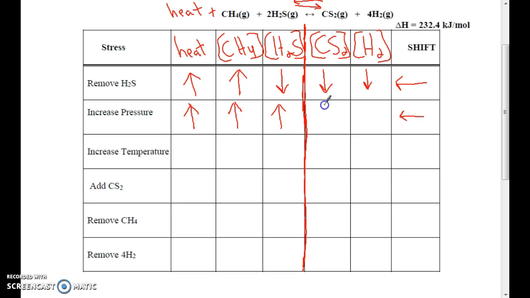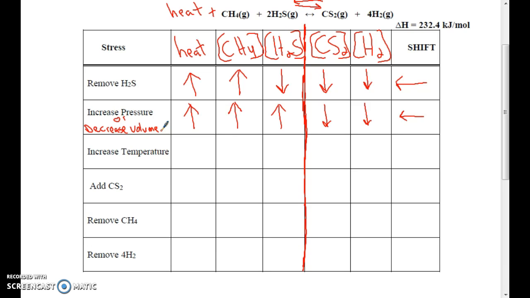and the product side is going to go down. So again, the CS2 and the H2, they are getting consumed. They're getting sacrificed to make more of the reactants. Now, sometimes people think about pressure in terms of volume, and it's one of those things, whatever works better for you. I tend to think about it as pressure, but if you want to think about increasing pressure, decreasing volume, and then going from there, so we'll shift to the side that will take up less space, whatever works for you.